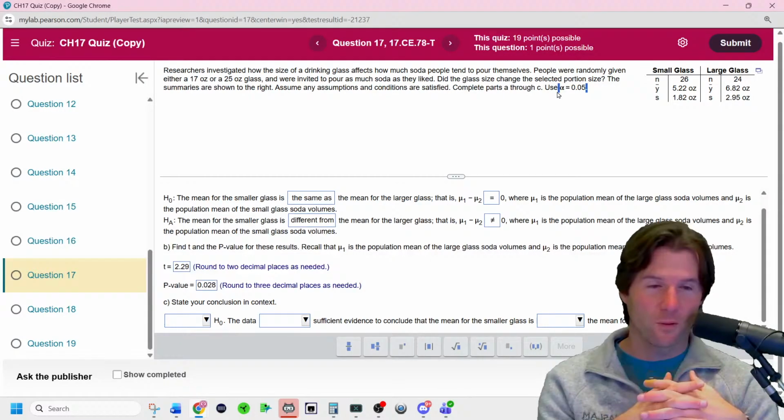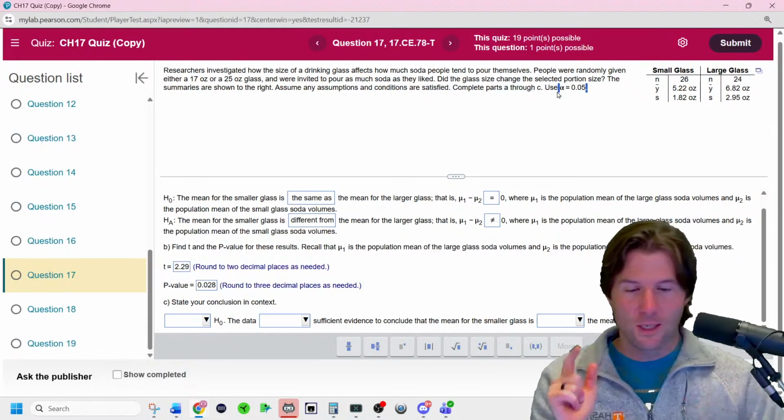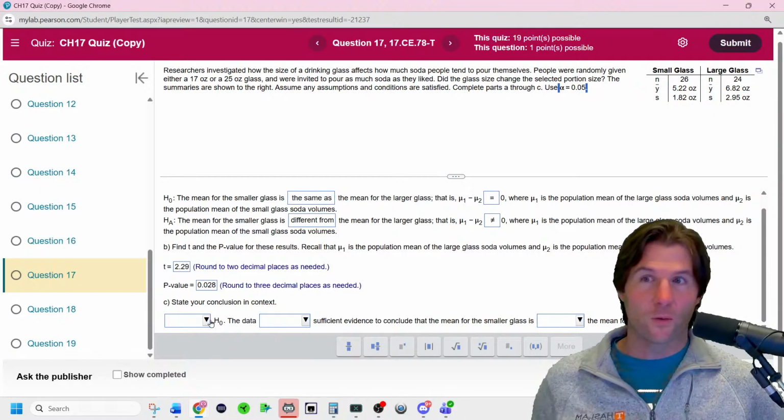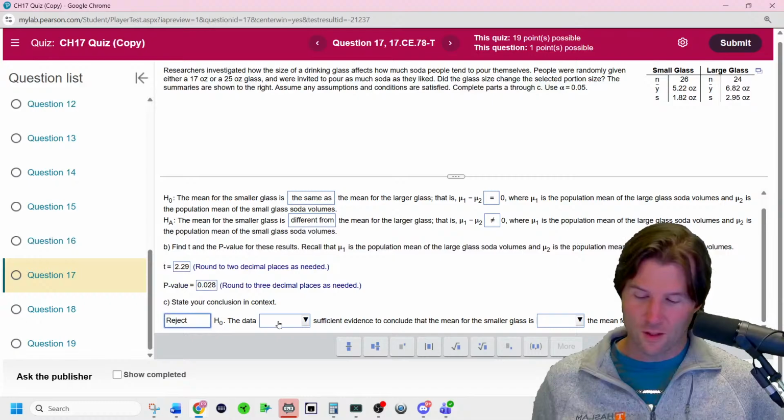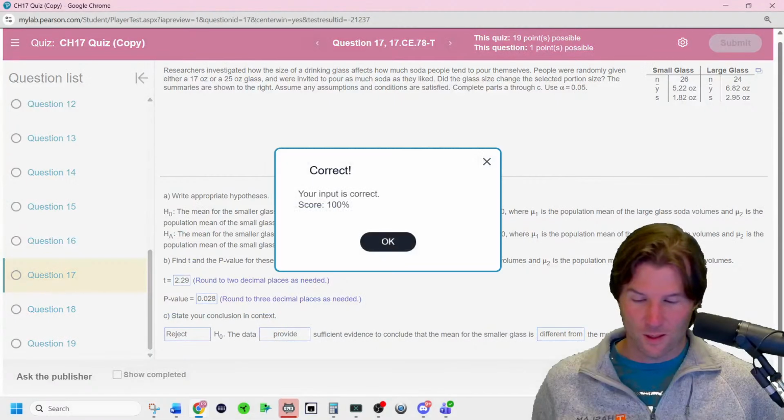And the alpha level is 0.05, which is classic alpha. Since the p-value is less than alpha, you reject the null. So we reject the null. The data provide evidence that there is a different amount in the glass, different from what we should be at, 100.